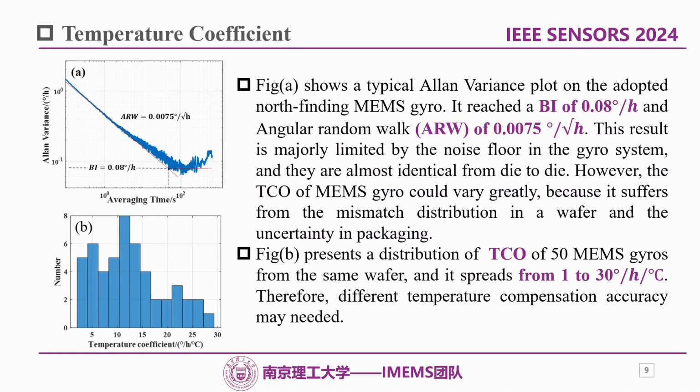However, the temperature coefficient of MEMS gyro could vary greatly because it suffers from the mismatch distribution in the wafer and the uncertainty in package. We calculated the temperature coefficient of 50 MEMS gyros from the same wafer, which spread from 1 to 30 degree per hour per degree Celsius. So different temperature compensation accuracy is needed.